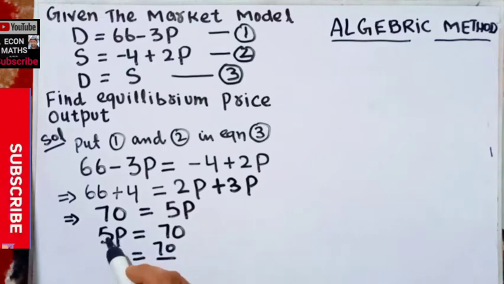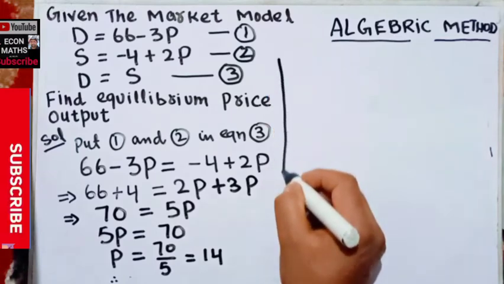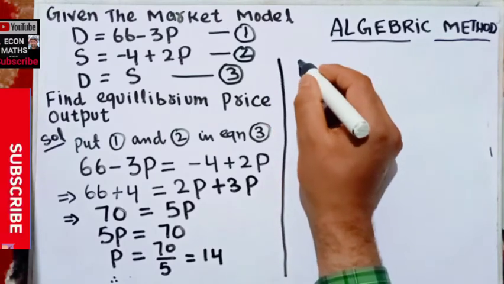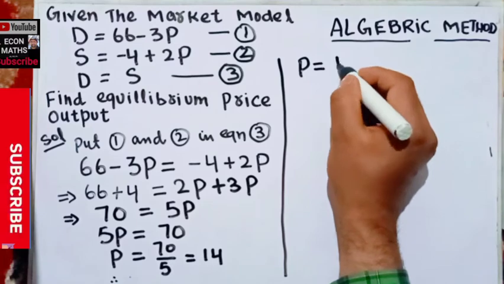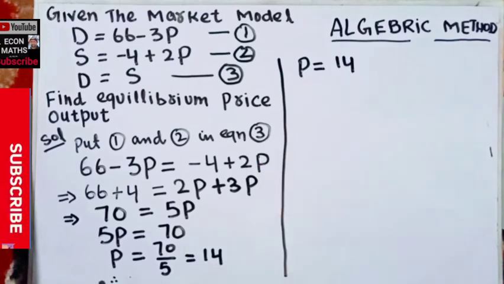5. Here it is in multiplication, so when transposing, this will become the denominator. So 5 ones are 5, and 5 fours are 20. Therefore our equilibrium price is P is equal to 14. So this is our equilibrium price.